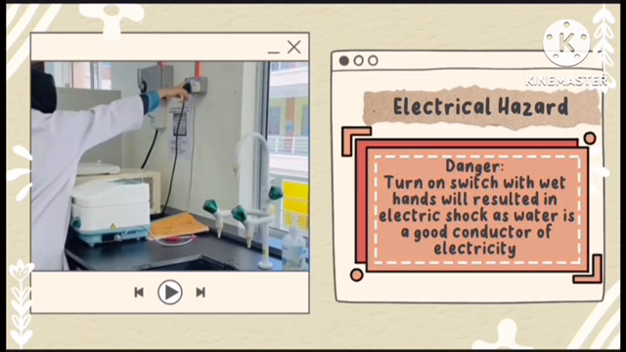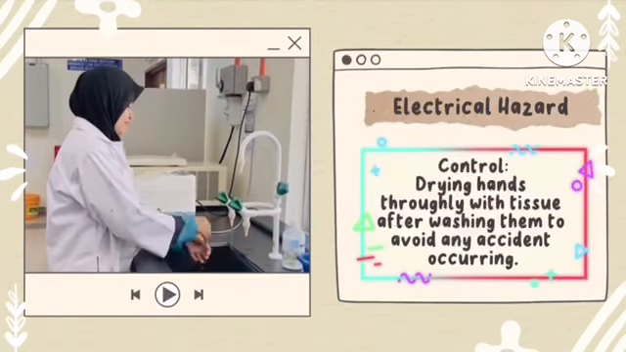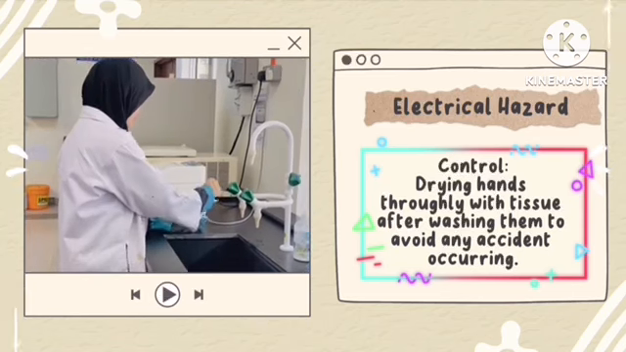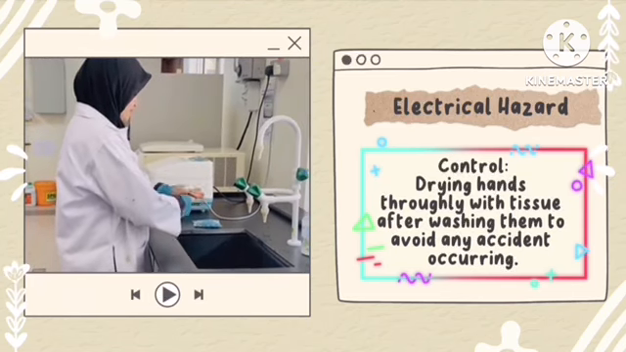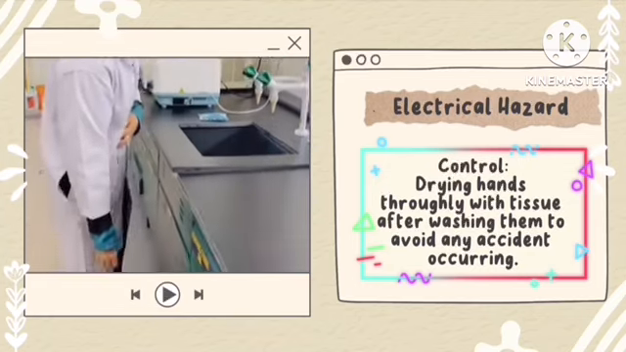Then, the danger is that turning on the switch with wet hands will result in electric shock, as water is a good conductor of electricity. Lastly, we need precaution and control to avoid this hazard by drying hands thoroughly with tissue after washing them to avoid any accident occurring.